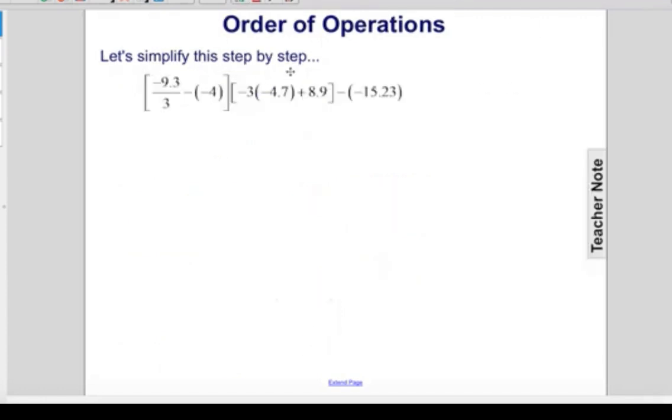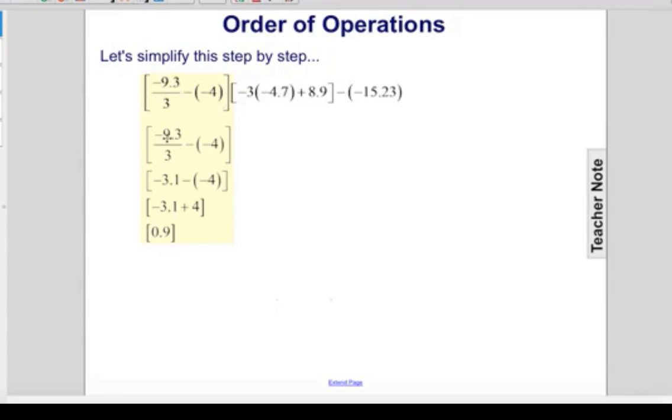Let's simplify this step by step. Alright, so we have brackets here, parentheses. We have that multiplied by another expression inside of parentheses here. And then we have subtraction of this constant at the end. So let's start with the first parentheses on the left. We would first simplify all of this before we do anything else over here.